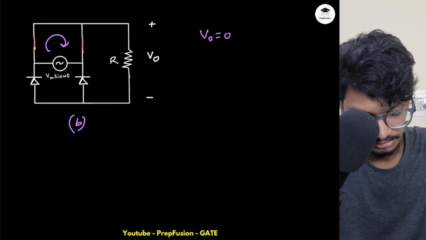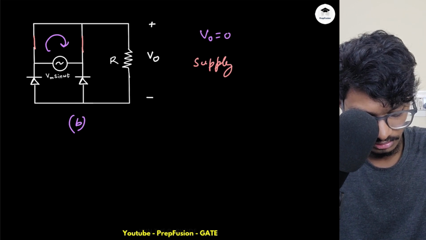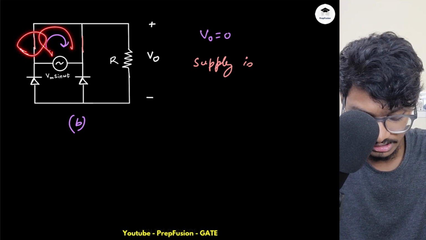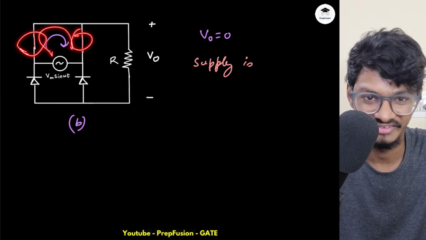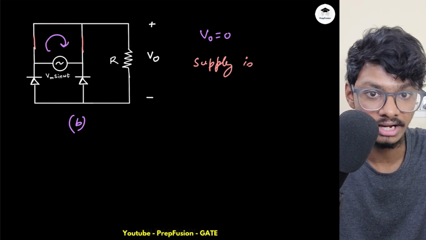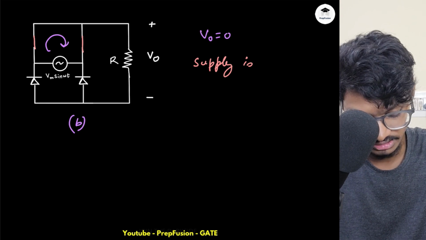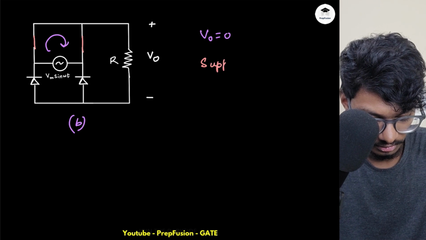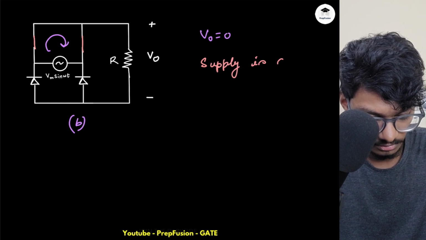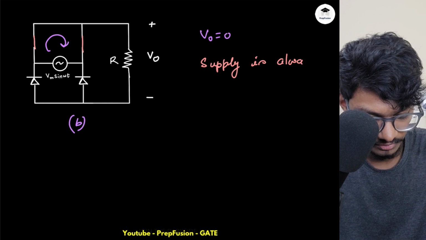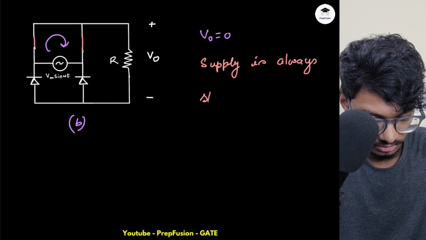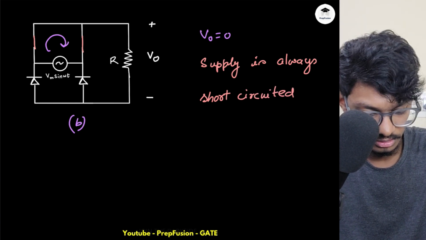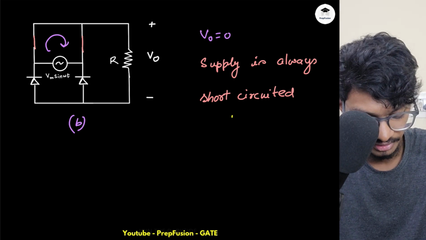And another thing is the supply is always short circuited, which is very, very dangerous because a huge amount of current will flow. Generally these switches have some finite, very low resistance, and due to that low resistance, VO by R is low, so the current will be very high. So the supply is always short circuited. Very bad.